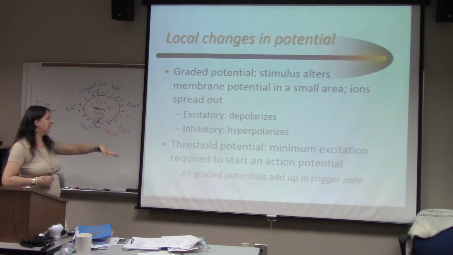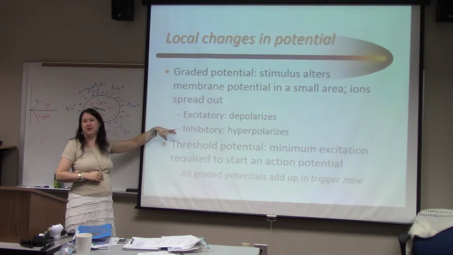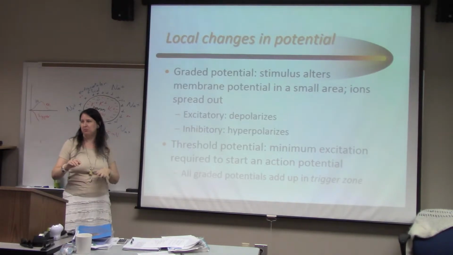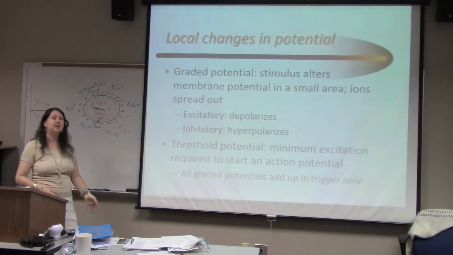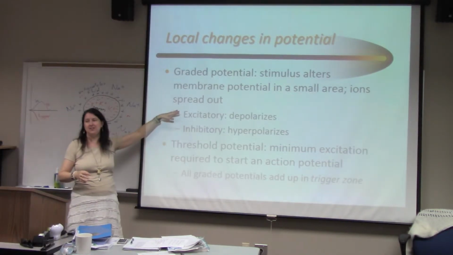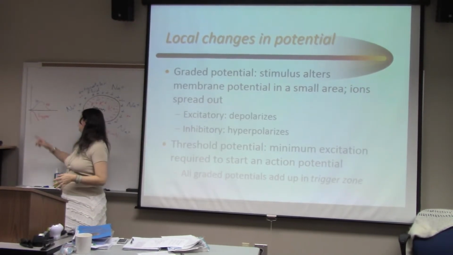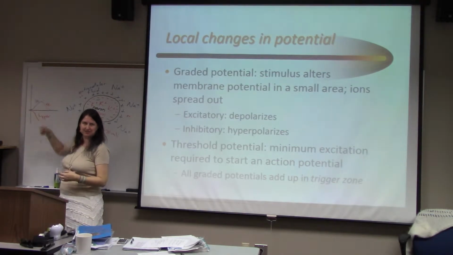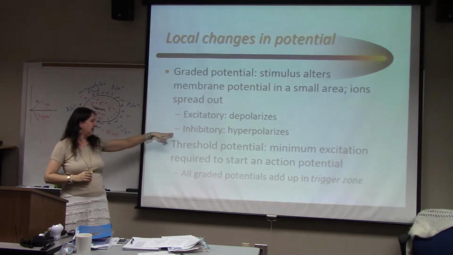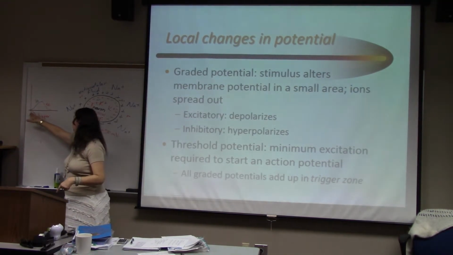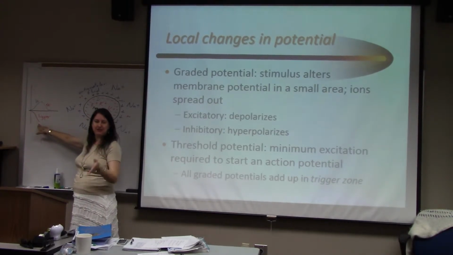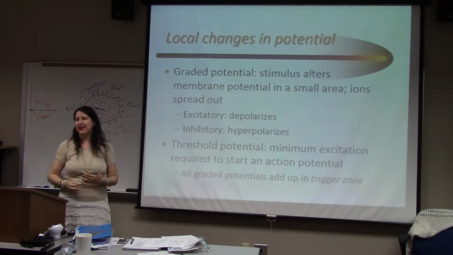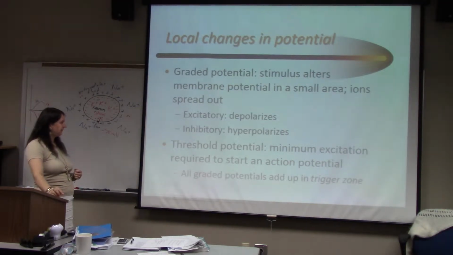A graded potential can be an excitatory or inhibitory stimulus. We saw excitatory makes it more likely to have an action potential. What it's doing chemically is depolarizing it. So something like this would be an excitatory stimulus. An inhibitory stimulus hyperpolarizes the neuron. It makes the inside more negative, and that makes it less likely to have an action potential.